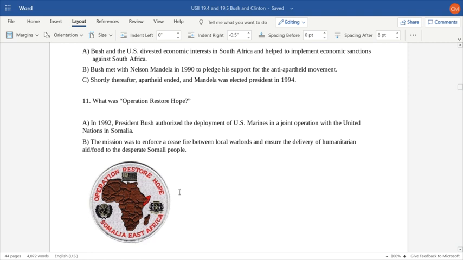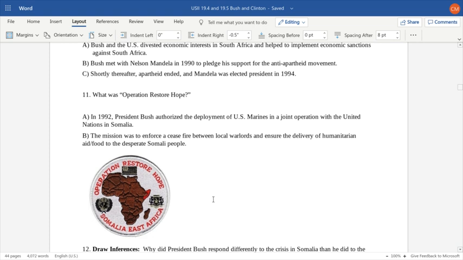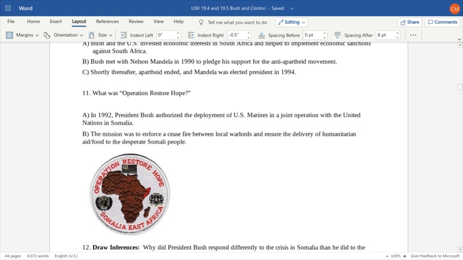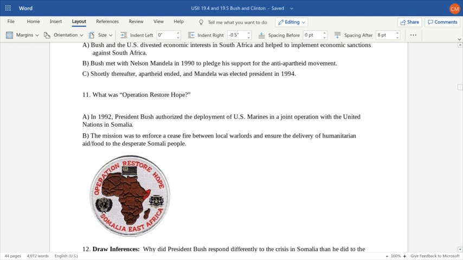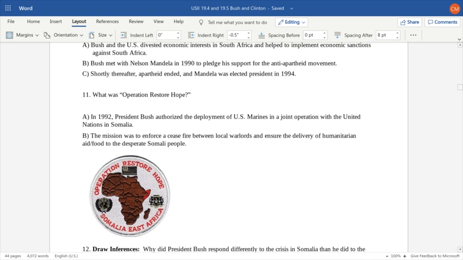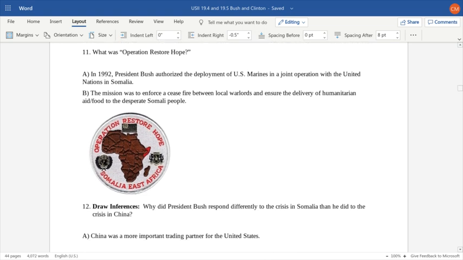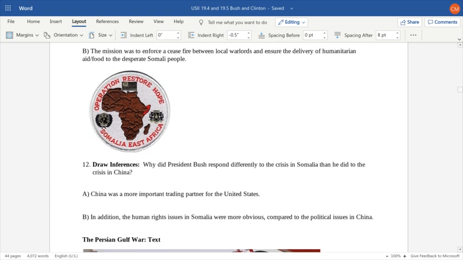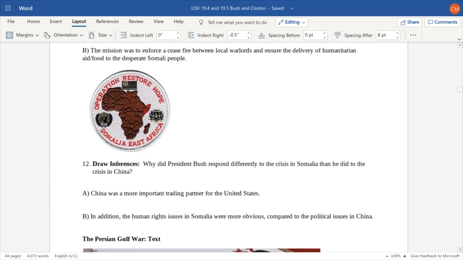There was a warlord in Somalia that continually stole supplies and attempted to starve its people into submission. So what we did is we brought in food, medicine, and aid in hopes of literally restoring hope to Somalia. Ultimately, this will be something that's not going to be fully settled until the Clinton administration, and we'll come back and look at that a little bit more as we get into the Clinton administration later on in the 1990s.